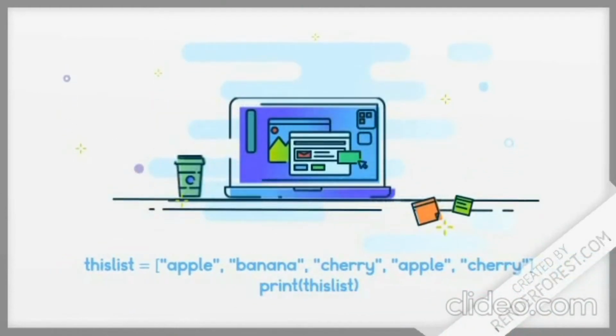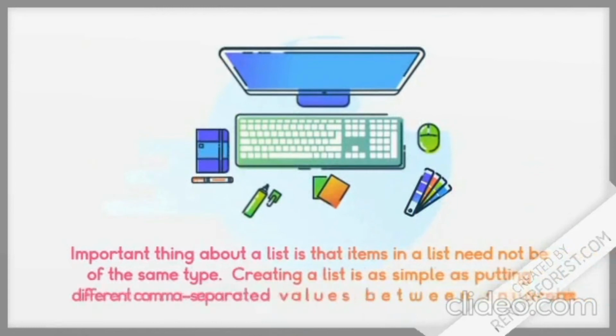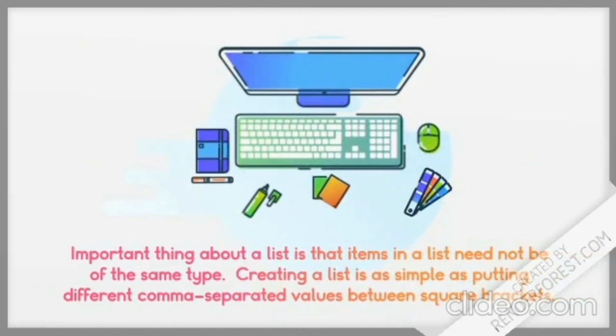This is an example of list. An important thing about a list is that items in a list need not be of the same type. Creating a list is as simple as putting different comma-separated values between square brackets.